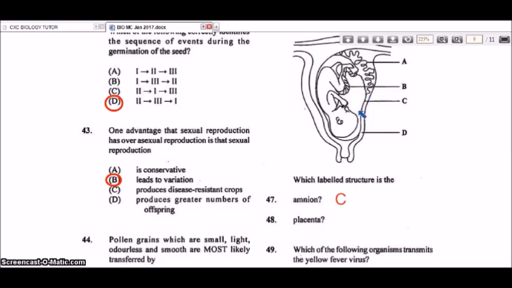So it has that protective feature, and then the placenta will be A. So the placenta, remember, is the life support for the fetus. So that is where you're going to have an exchange of materials. So oxygen and nutrients are going to be entering the baby through the umbilical cord, which is actually B. And then D is pointing at the uterus. So the placenta, which is the baby's life support, that is A.